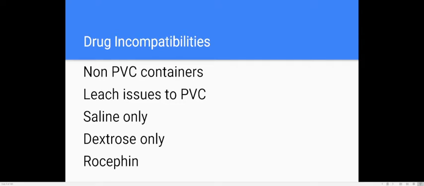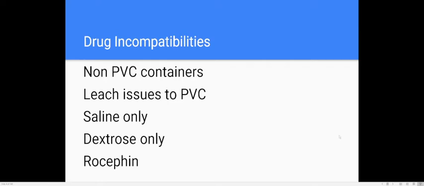This is where we start getting into some of the topics. So, drug incompatibilities. Here are some of the topics we'll be talking about. Non-PVC containers: if a drug leaches into the PVC, you want to put those drugs into a non-PVC container. So you need to know both of those topics really well. Drugs that can only go in saline, or NS, or 0.9% NS, whatever you want to call it, normal saline. Dextrose is D5W usually in the hospital. And we'll talk about a couple of things with Rocephin, or ceftriaxone. A couple of key things to know with IVs.